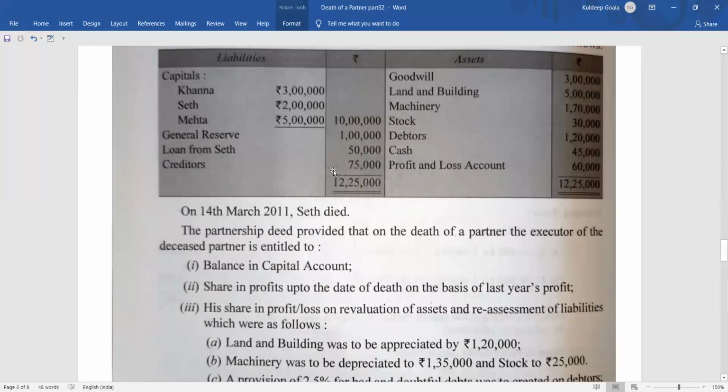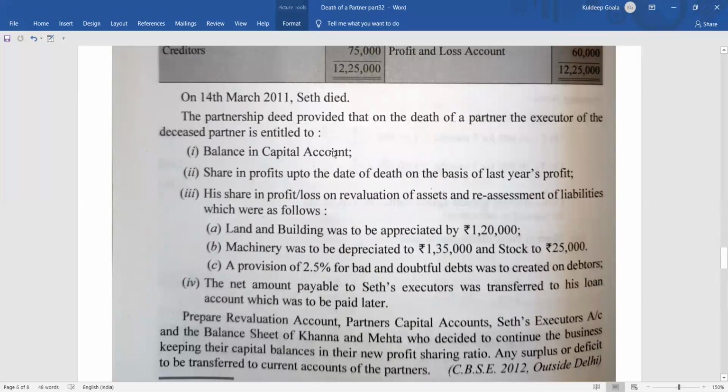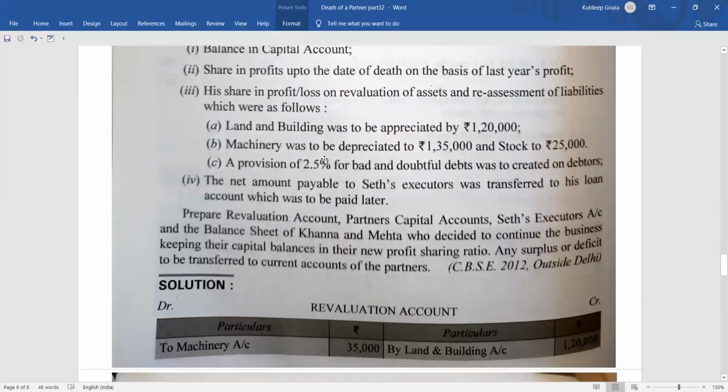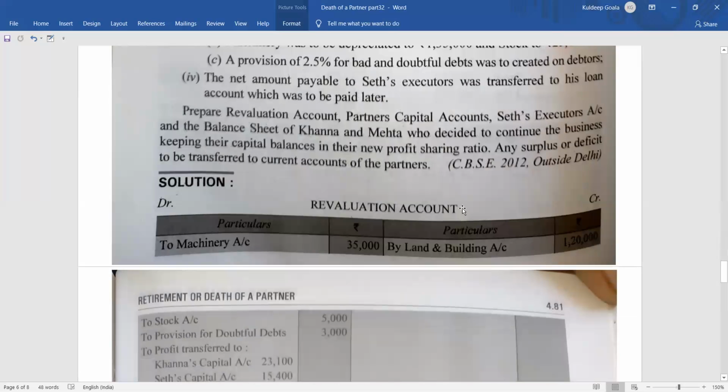Good. Now we'll go for the revaluation account. First of all, you just see what the items here are. Land and building to be appreciated. I already told you appreciated means it's a profit, a gain for us, so it will come on the revaluation credit side, by land and building, 1,20,000.